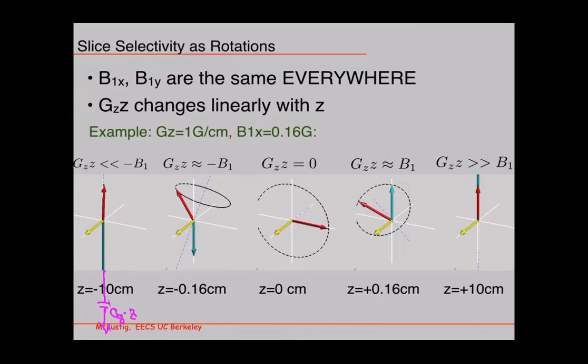I see. So is it in the rotating frame? I'm assuming it's in the rotating frame. This is all in the rotating frame, right? Because there's no B0. Otherwise, the magnetization in the center of the magnet would not just rotate like this. It would go in a spiral in the lab frame.